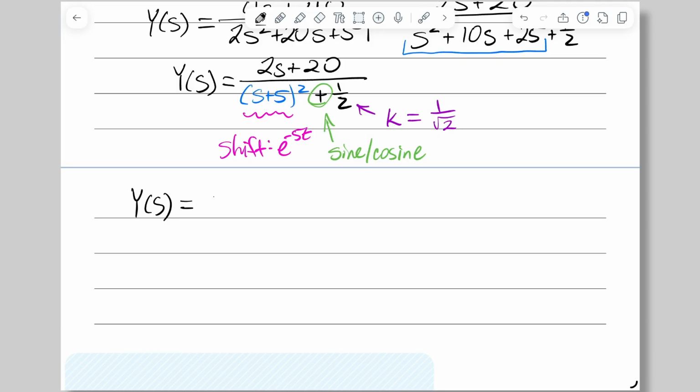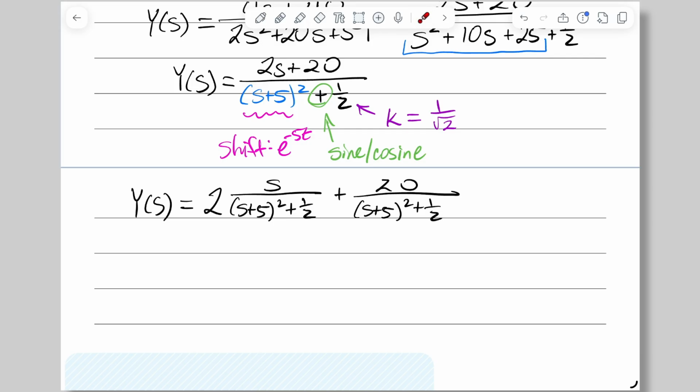So I'm going to split this whole thing up. I'm going to factor out the 2 from the first fraction. I have 2 times the fraction s over (s plus 5) quantity squared plus 1/2, and then we have plus 20 over (s plus 5) quantity squared plus 1/2. In both cases, the s plus 5 is giving us a shift of e to the negative 5t in our answer, but that shift needs to be reflected everywhere we see the s, which means I also need it in the numerator of the term that has the s.